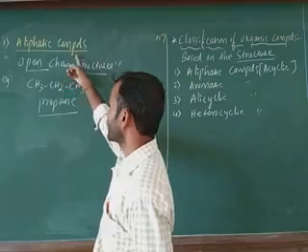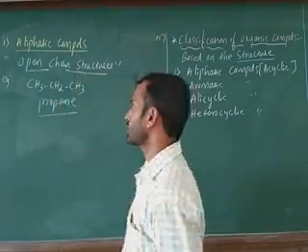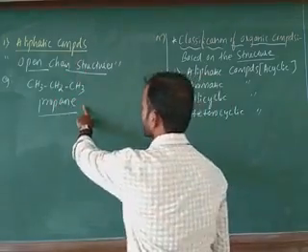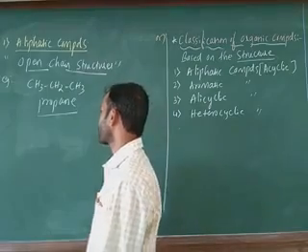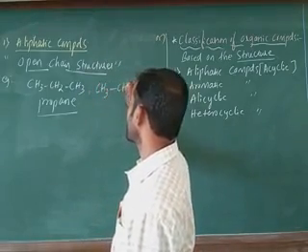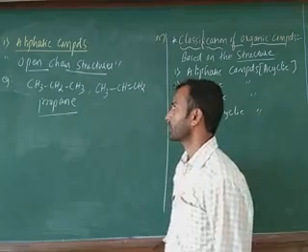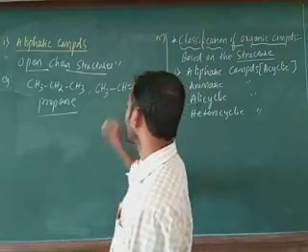You just have to write: aliphatic compounds are the compounds containing open chain structures. They are called what? Aliphatic compounds. An example of aliphatic compounds is propane. Next, another example is CH3, CH double bond, CH2. This is also another example of an aliphatic compound.